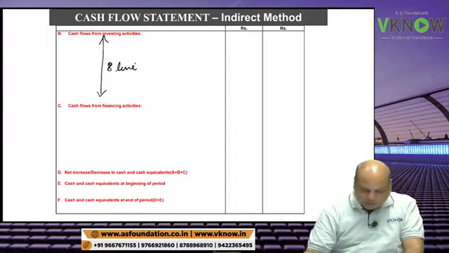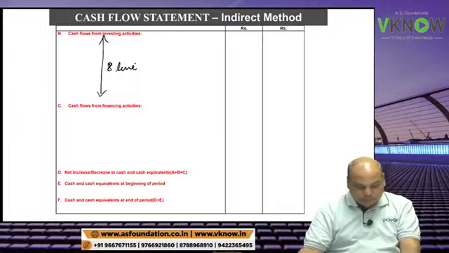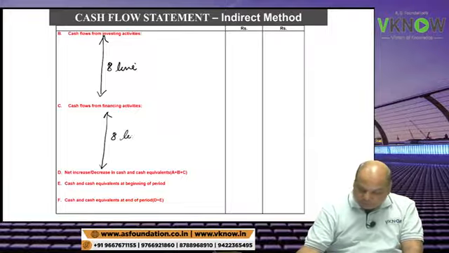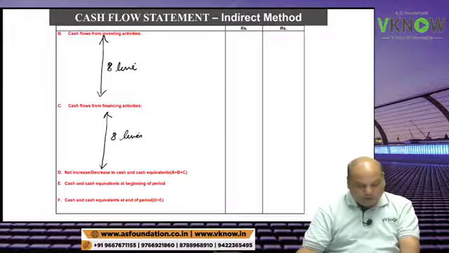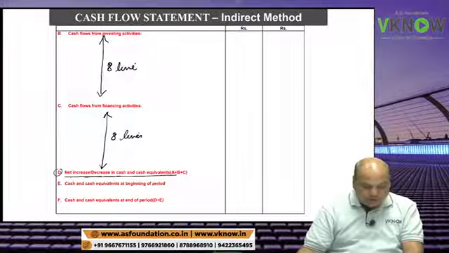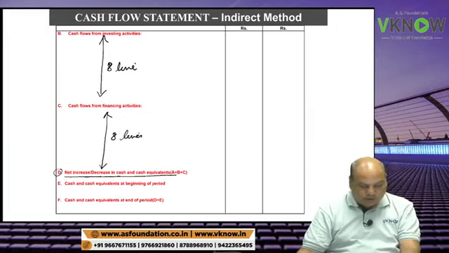Cash flow from financing activities. Keep 8 lines blank here. Point number C, cash flow from financing activities. Point number D, net increase or decrease in cash and cash equivalent.